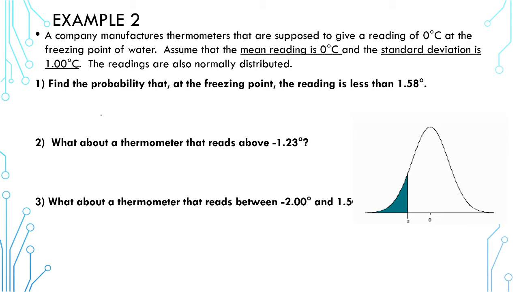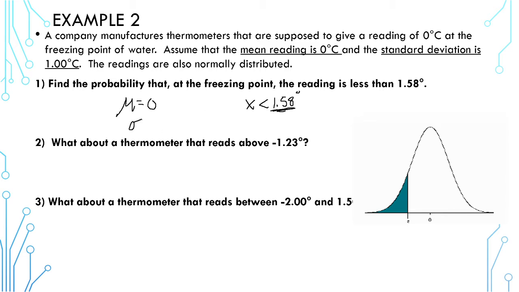So what's the chance that if I take a random thermometer and put it in freezing water, it would give me a reading that is less than 1.58 degrees? Well, let's figure that out. The average value is 0, and I want the chance that it reads less than, so I'm going to put x as my number, 1.58 degrees. So what I need to figure out is how many deviations away from the average this limiter value, this 1.58, is.